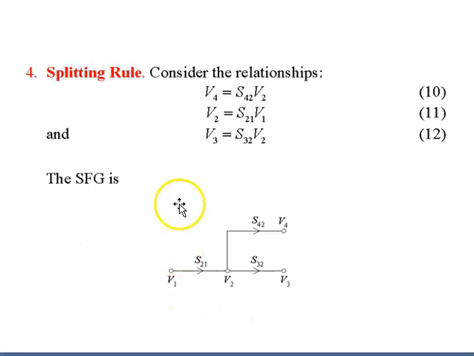Finally, the splitting rule. Consider the relationship. Here you have three equations. The first one, V4 is equal to S42 V2. V2 is equal to S21 V1. And V3 is equal to S32 V2.